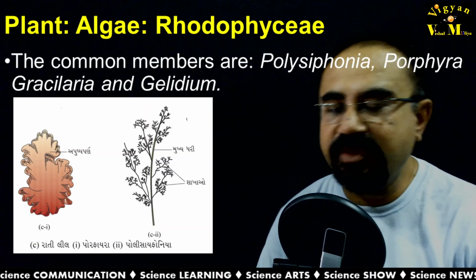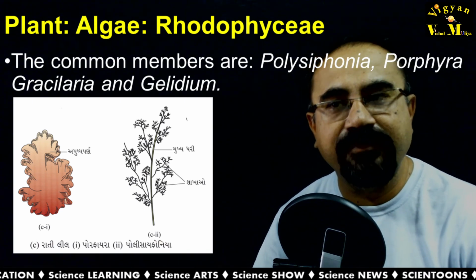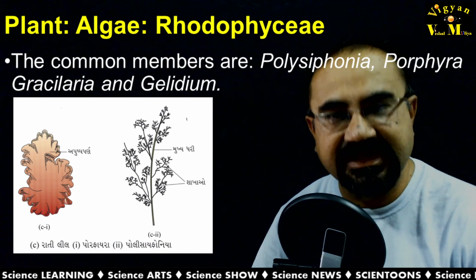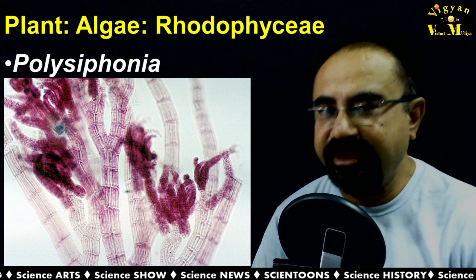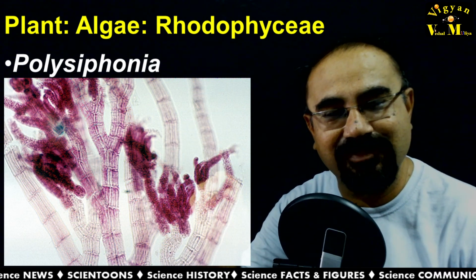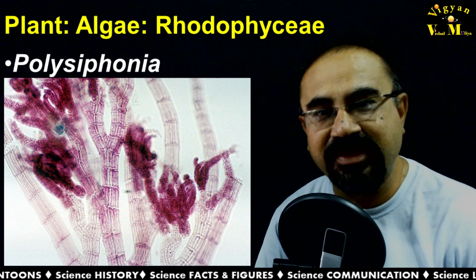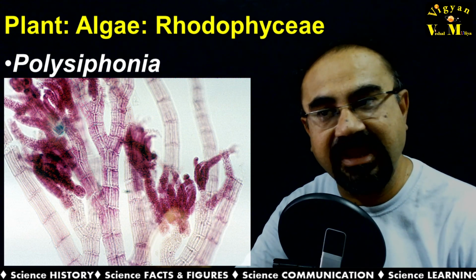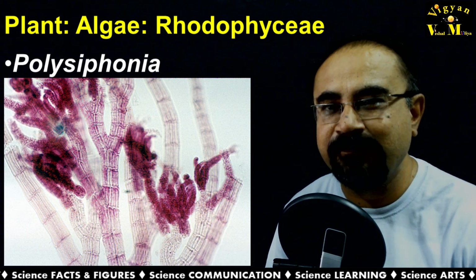The common members belonging to this group are Polysiphonia, Porphyra, Gracilaria and Gelidium. Polysiphonia is named because there are many siphon-like structures present parallelly, which we can see here in the photograph, so it is known as Polysiphonia: poly means many and siphon means pipe-like structure.